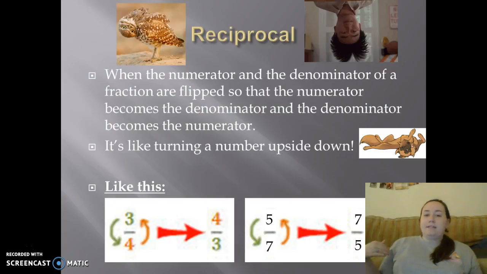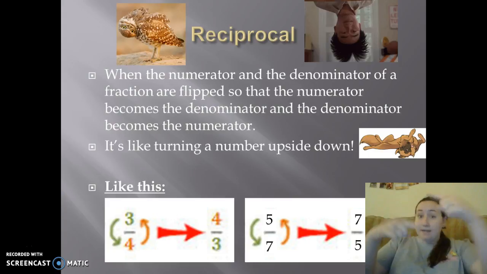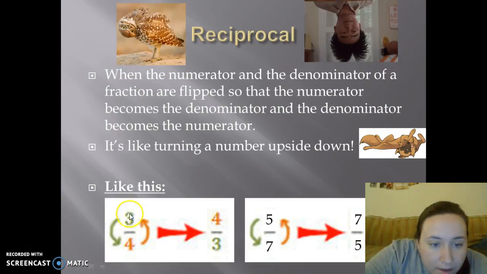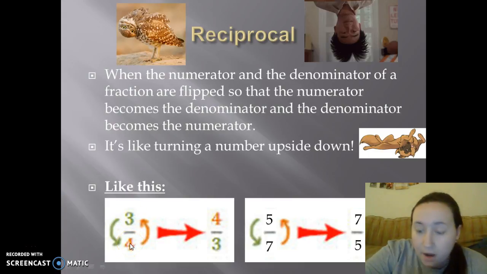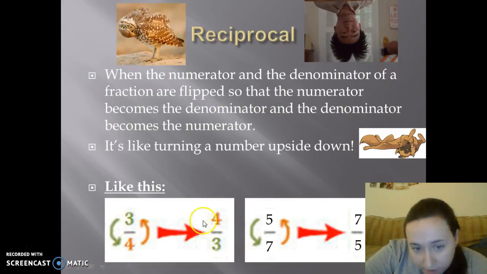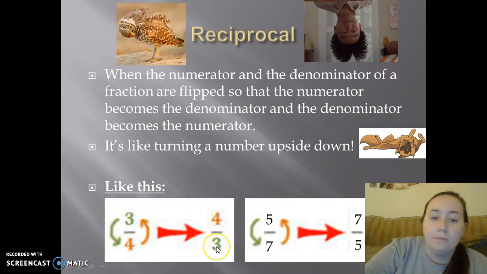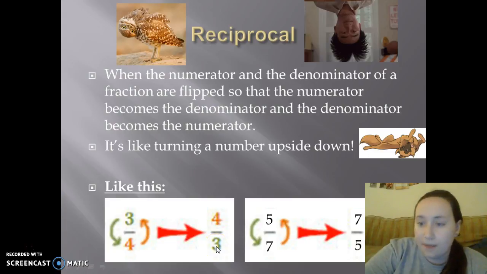Basically, all that means is that you're turning the fraction upside down. You're just flipping it over. So, for example, like this. If this 3 and this 4 are flipped, then this 4 goes over here to the top, and then this 3 goes over here to the bottom. You see that? So the 3 was on top, and now it's on the bottom, and that 4 was on the bottom, and now it's on top.